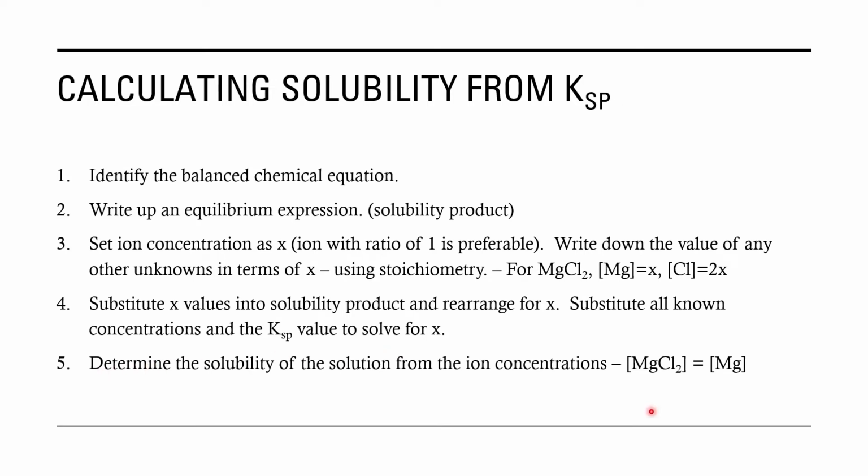I've just put in an extra step for this. Once you know what the ion concentrations are, you can use your stoichiometry, your ratios, to find out what the solubility of the solution would be overall. So for example, in the scenario that I outlined up here, we can say that the concentration of the whole solution will be the same as the concentration of the magnesium ions. That is because they are directly in a 1-to-1 ratio. Got a couple of practice questions to quickly go over, so let's get over to those.